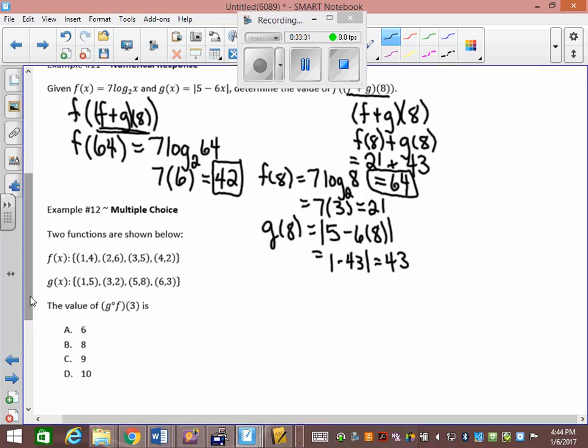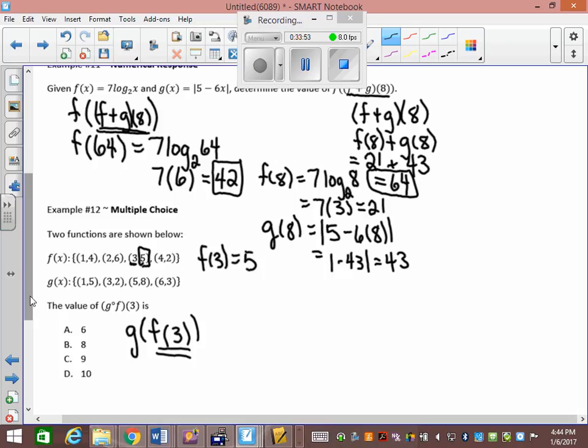Example 12, multiple choice. Two functions are shown below. Find the value of g of f of 3. So we want to write it as g of f of 3. So the first thing we're going to try and find out is f of 3. What does that mean? What's y when x equals 3 in f? So when x equals 3 in f, y is 5. So f of 3 is 5.